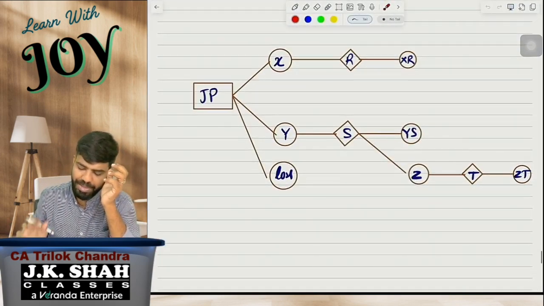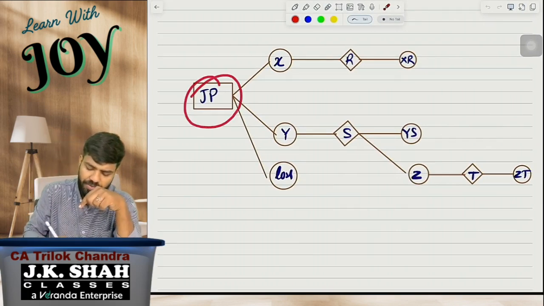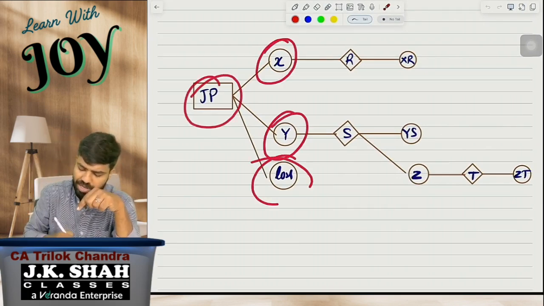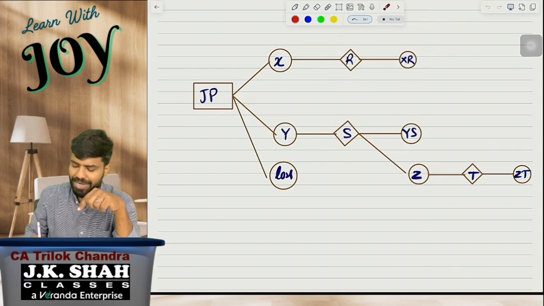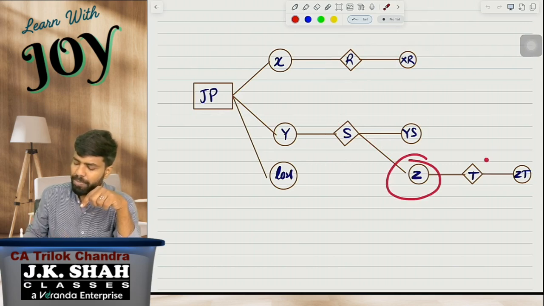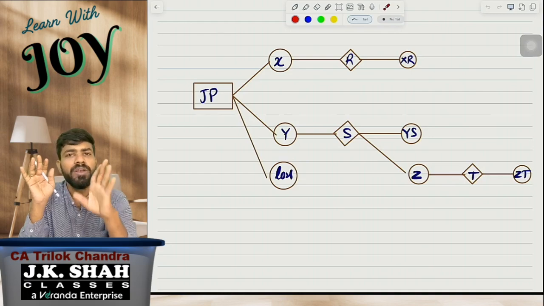Okay, now based on this, I have drawn the picture here. Look at this. This is the picture. You can clearly see here the joint process. From the joint process, we are getting X, Y, and loss. Then X is passing through R, converted into XR. Y is passing through S, converted into YS. But S gives some waste, Z, passing through T. It is converted into ZT. This is the picture belonging to the question.